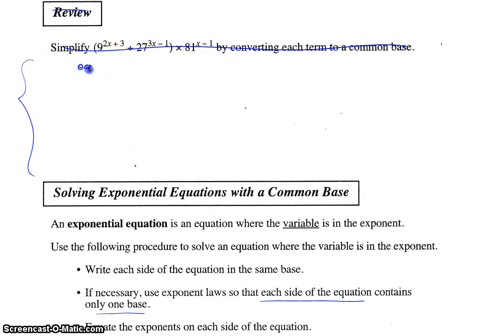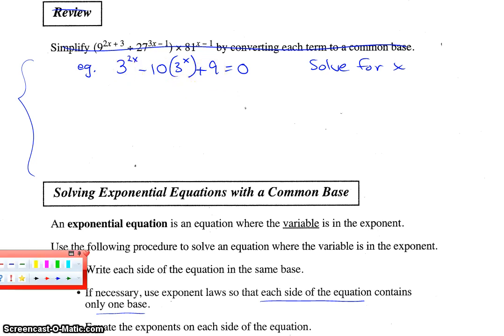So here's our example. It's 3 to the 2x minus 10, and then brackets 3 to the x, plus 9 equals 0. And basically the question says solve for x. Okay, now I'm going to make this a little neater. Older I get, the sloppier my handwriting gets. Okay, so take a look at that. So here's what we're going to do. You'll notice what's in the brackets here, right? 3 to the x looks sort of like what's in the first term, but not exactly.